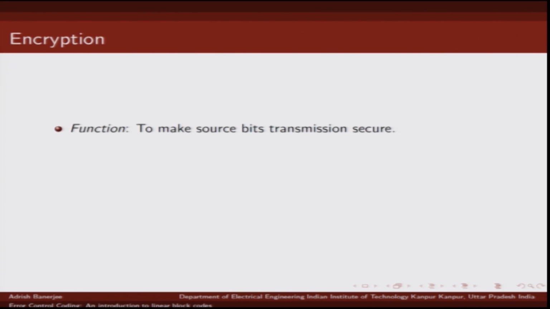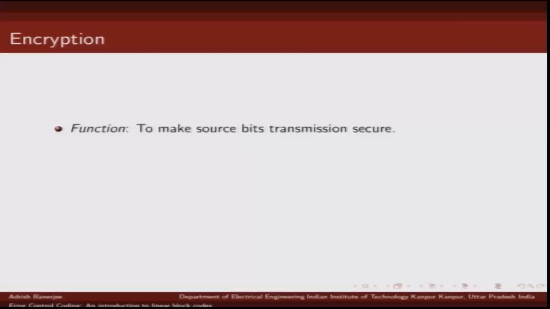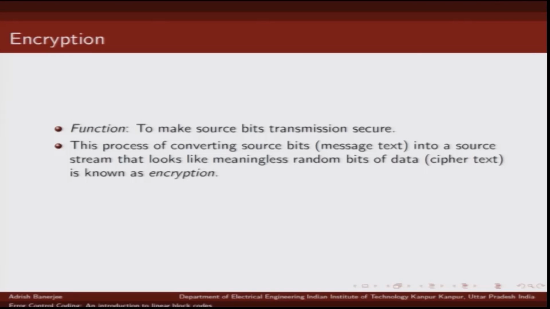Now, the next block was encryption, and the objective of encryption is to make the data or the bits secure, so that unwanted users should not be able to find out what has been transmitted. In this encryption process, we convert our source bits into what we call ciphertext.